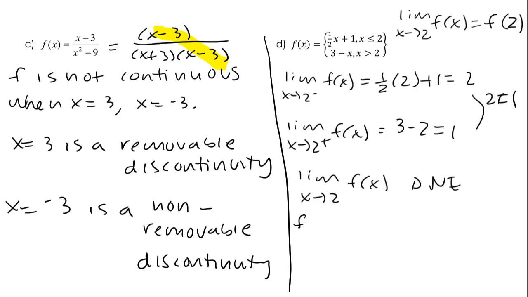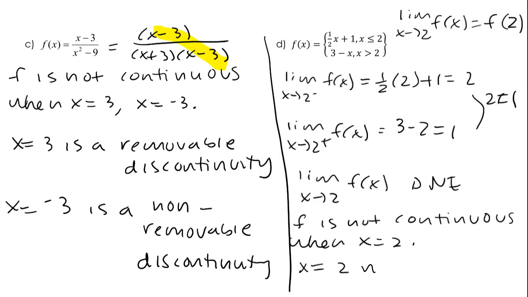So to answer their question now, we would say f is not continuous when x equals 2. So at x equals 2, we have a non-removable discontinuity.